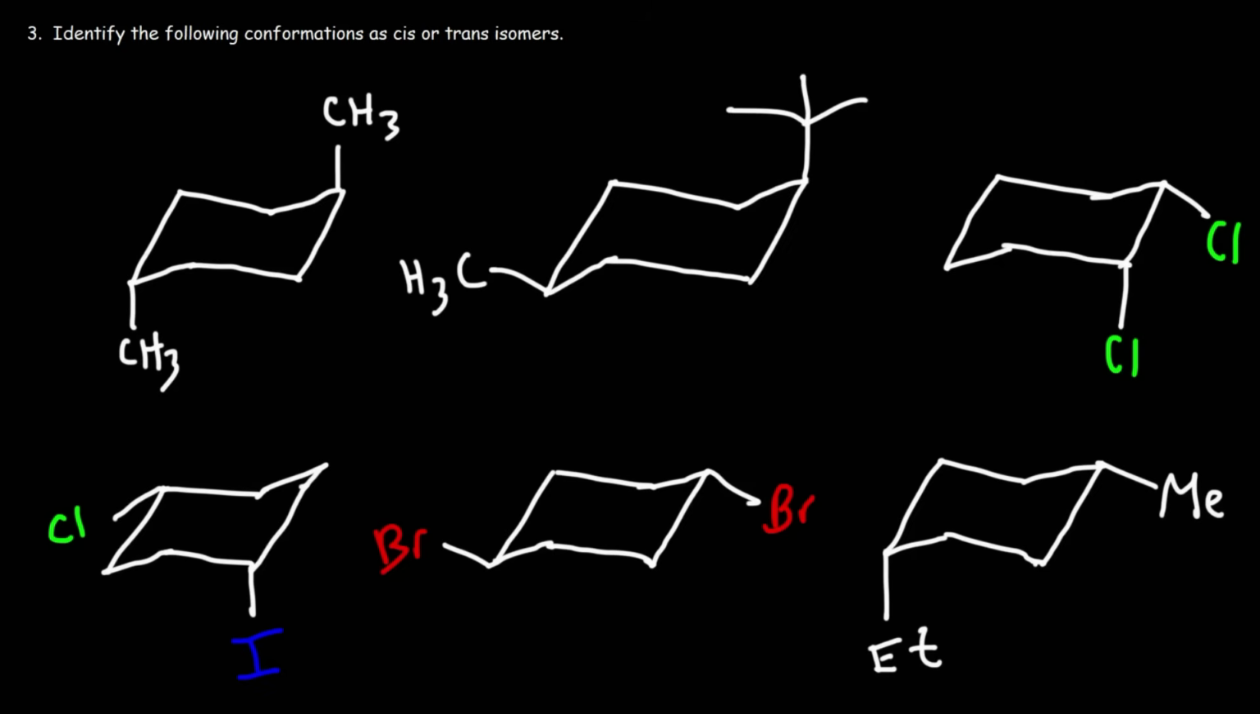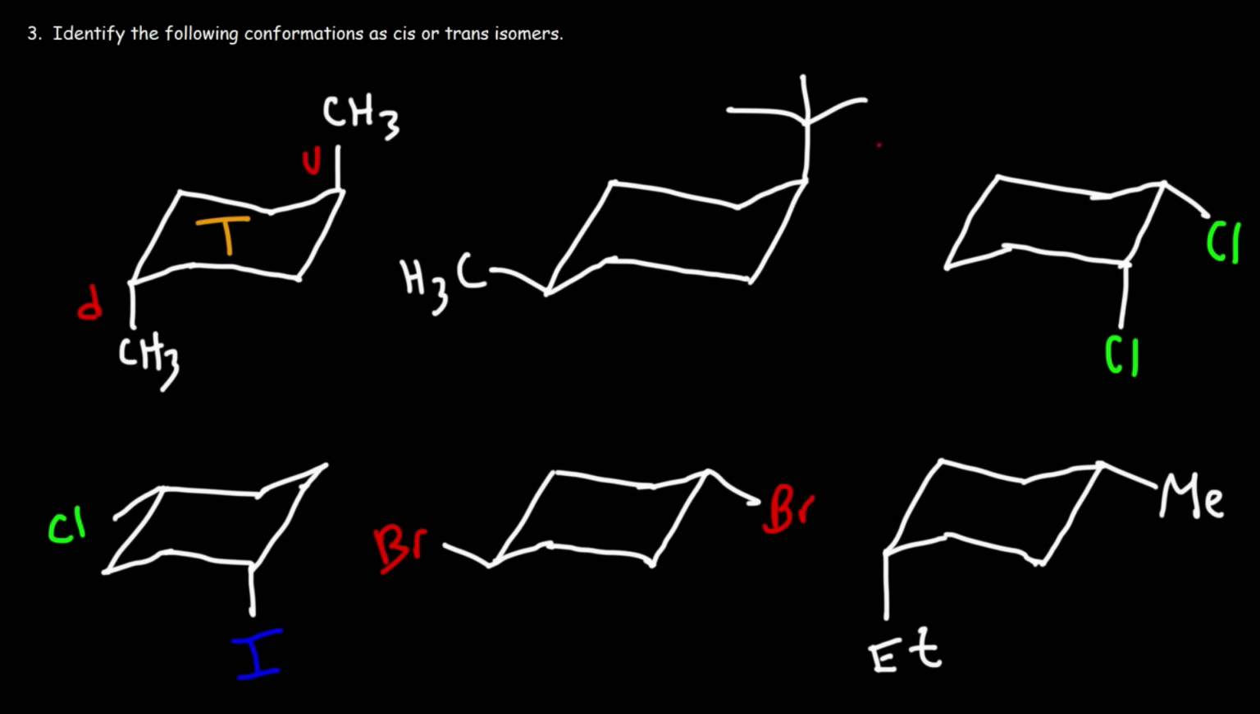Now consider this problem. Identify the following chair conformations as cis or trans isomers. So how can we do this for each of the conformations that we see here? All we need to do is identify if it's up or down. So looking at this methyl group, it's in the axial position, but it's up. For this one, it's axial, but it's facing downward. If one is going up and the other is going down, it's going to be trans. I'm going to put T for trans.